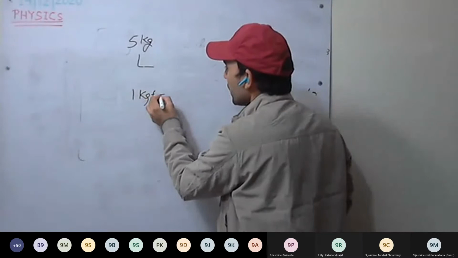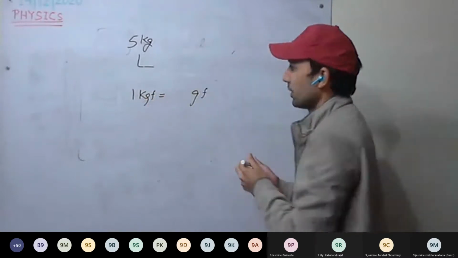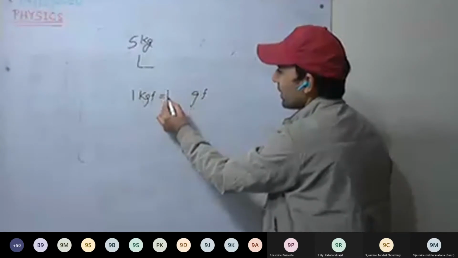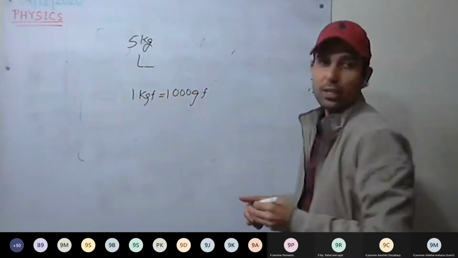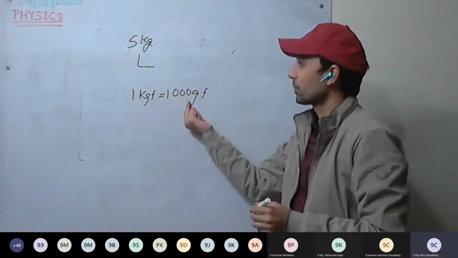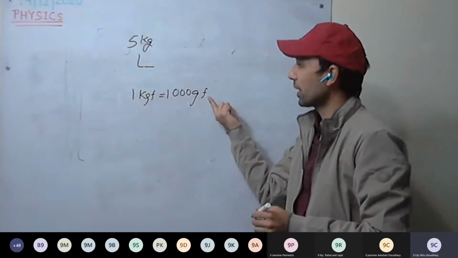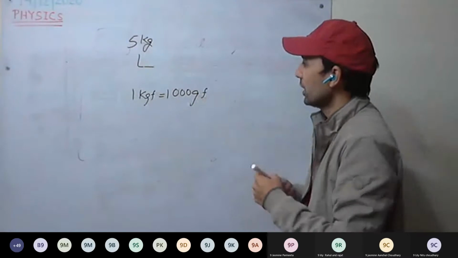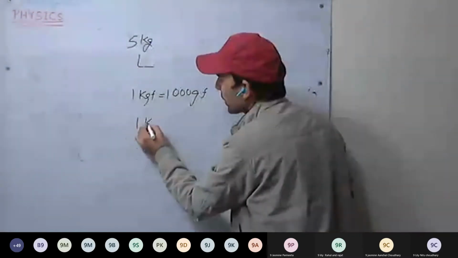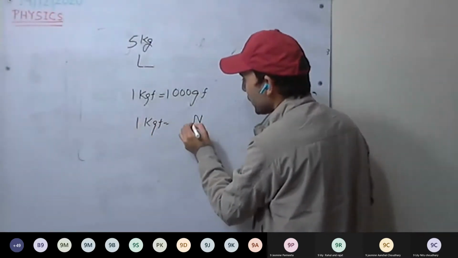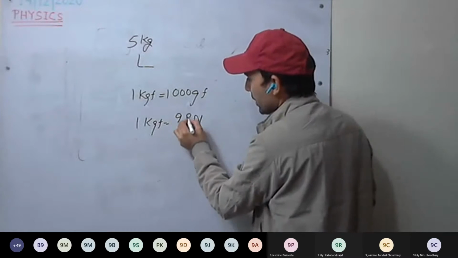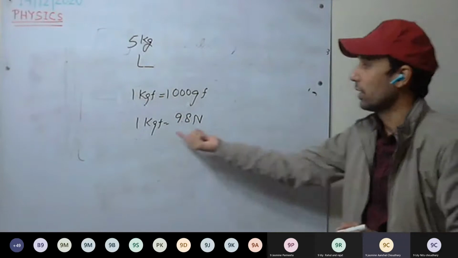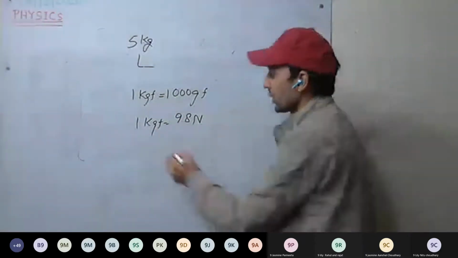And 1 kgf equals how many gf? Anyone in class? 1000. So 1 kg is equal to 1000 gram, so 1000 gram force, because kg we have to convert into gram. 1 kgf equals 1000 gram force. Okay. 1 kgf equals how many Newtons? 9.8 Newton, or equivalent to 10 Newton.